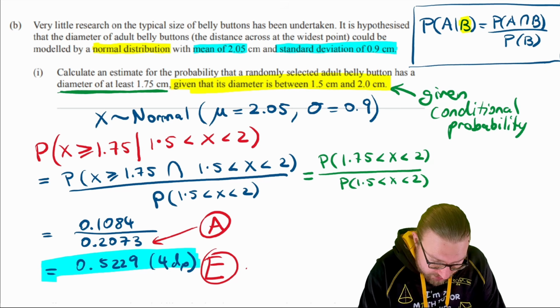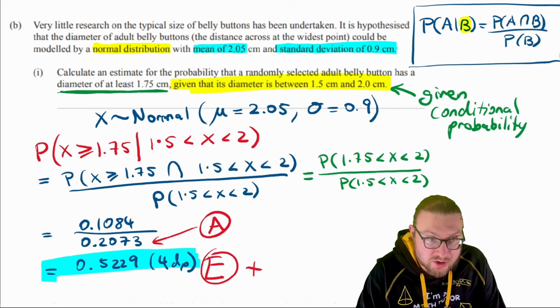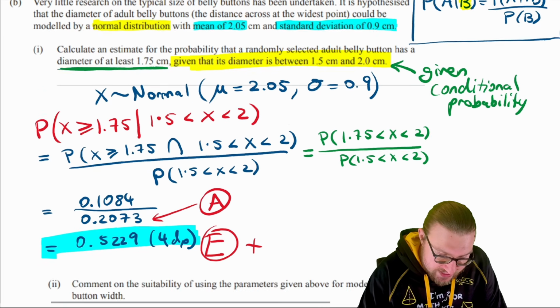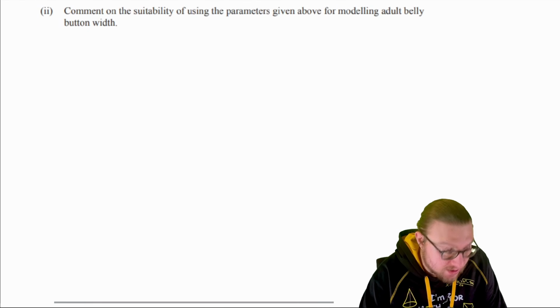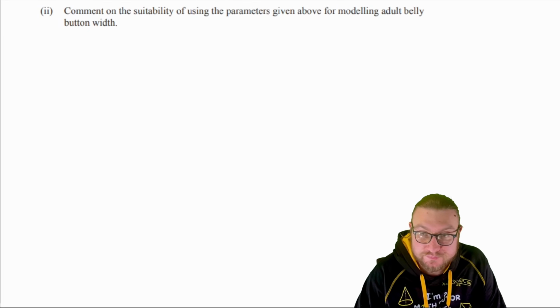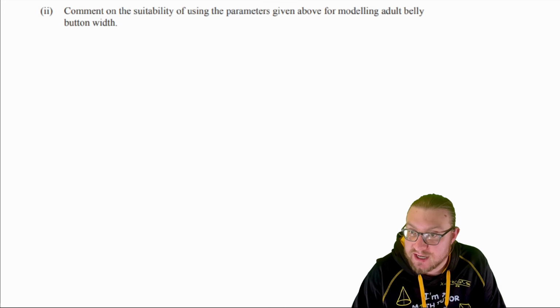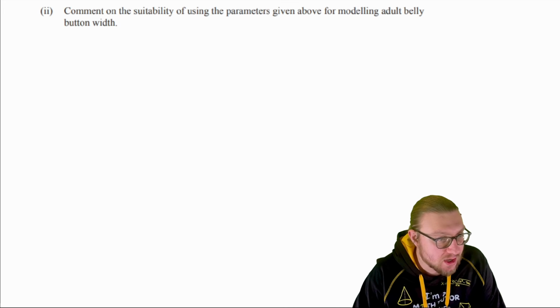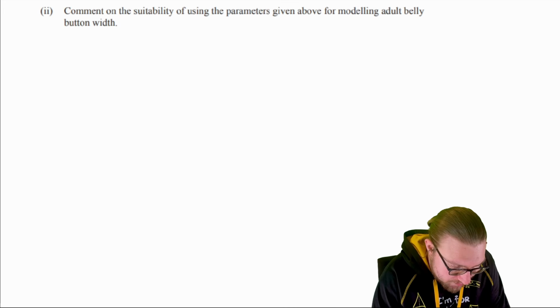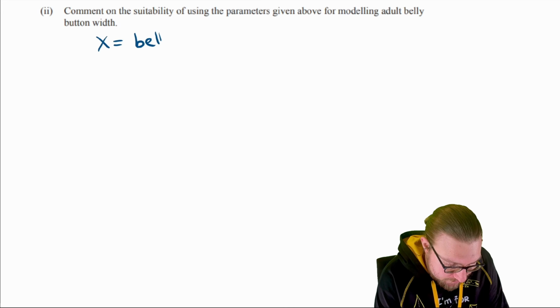Now, in order to get the Excellence, you actually have to also answer the next question correctly. So there's another condition here on getting the Excellence. Let's have a look at the next question and see what we can answer. Comment on the suitability of using the parameters given above for modeling the adult belly button width.